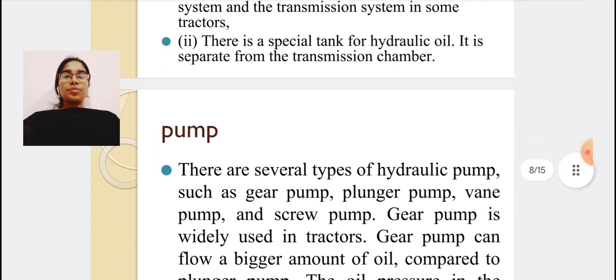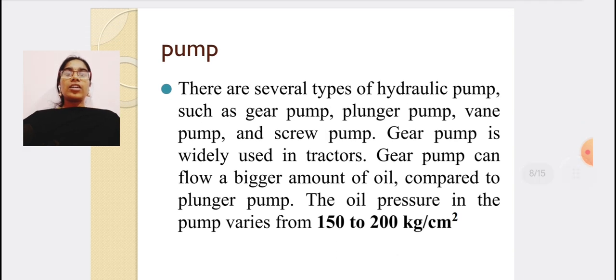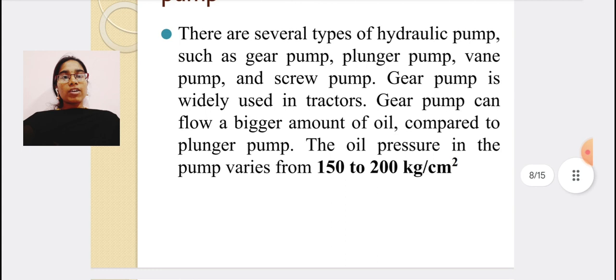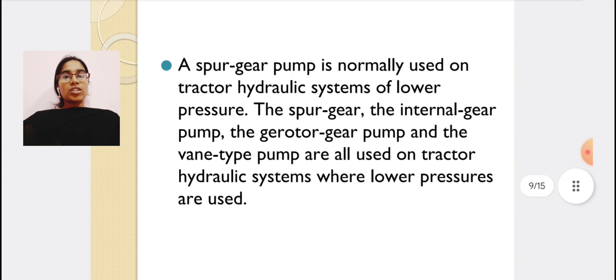Coming to the component pump, there are several types of hydraulic pump, such as the gear pump, plunger pump, vane pump and screw pump. The gear pump is widely used in tractors. A gear pump can flow a bigger amount of oil compared to the plunger pump and other pumps. Its pressure varies from 150 to 200 kg per centimeter square, and the spur gear pump is normally used on tractor hydraulic systems of lower pressure. The spur gear, internal gear pump, gerotor gear pump and vane type pump are all used on tractor hydraulic systems where lower pressures are used.